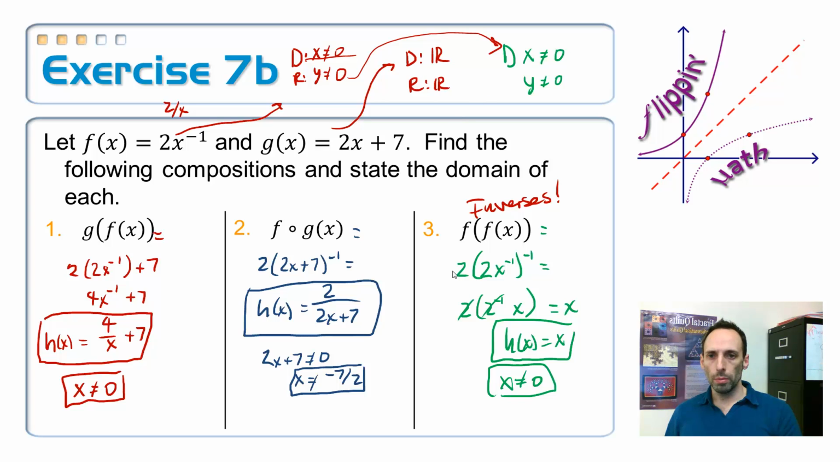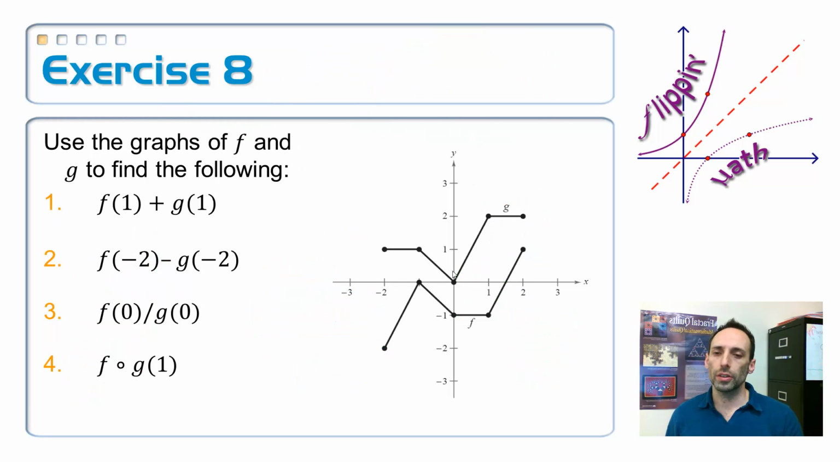All right. One more to tag along with that on exercise 8. Now I'm looking at some graphs and trying to do some compositions and function operations with it. On the first one, I'm trying to find f of 1 plus g of 1. f of x is the bottom graph, and g of x is the top graph. f of 1, just follow it down, I get the number -1. So that's equal to -1.